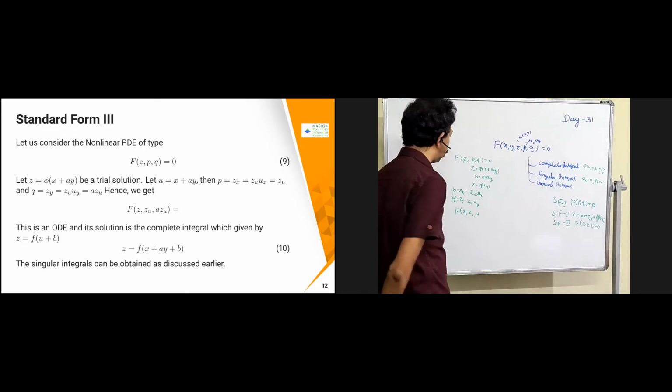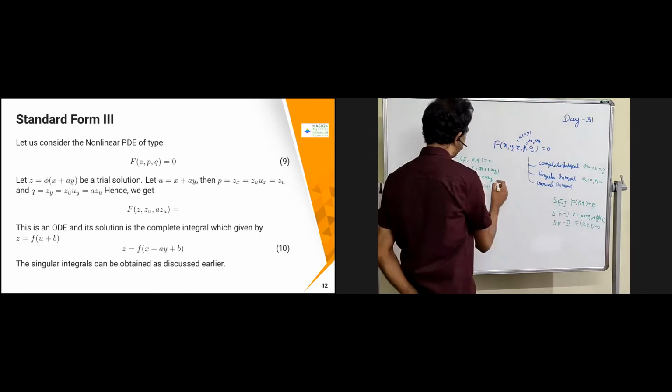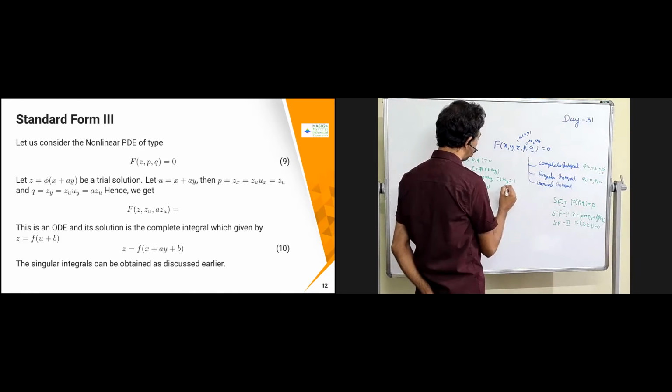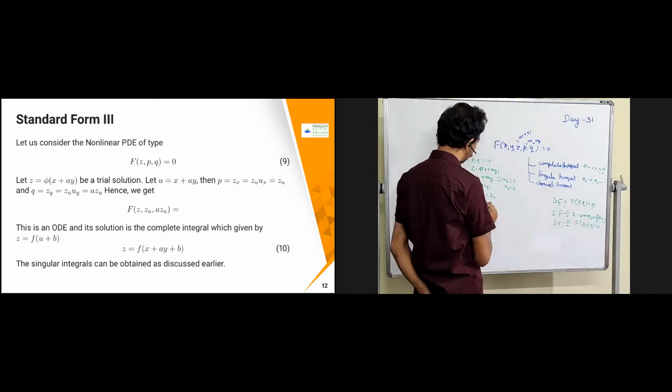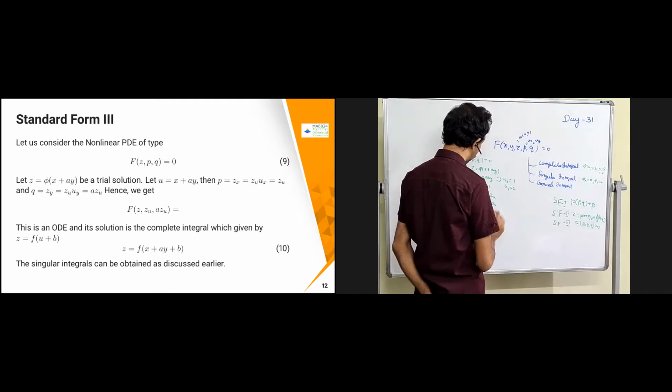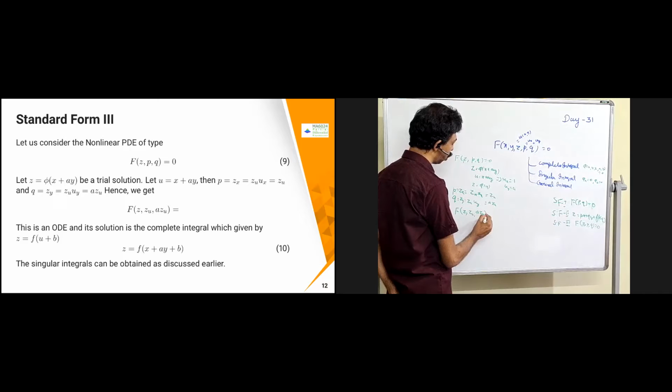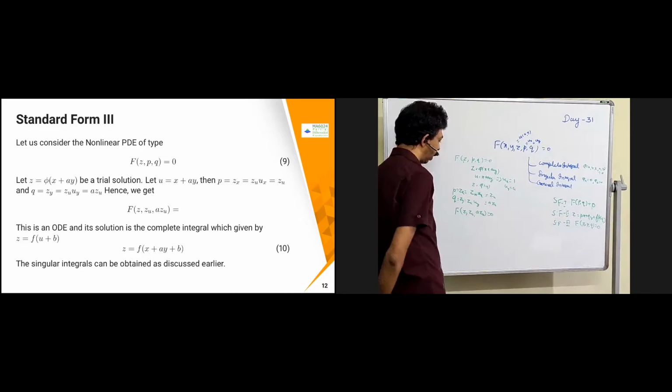Okay. What is uₓ actually? So uₓ is nothing but 1, and u_y is nothing but a. So therefore this is going to become z_u, and this is going to become a into z_u. Therefore this will become z_u, and this is going to become a into z_u equal to 0. Okay.